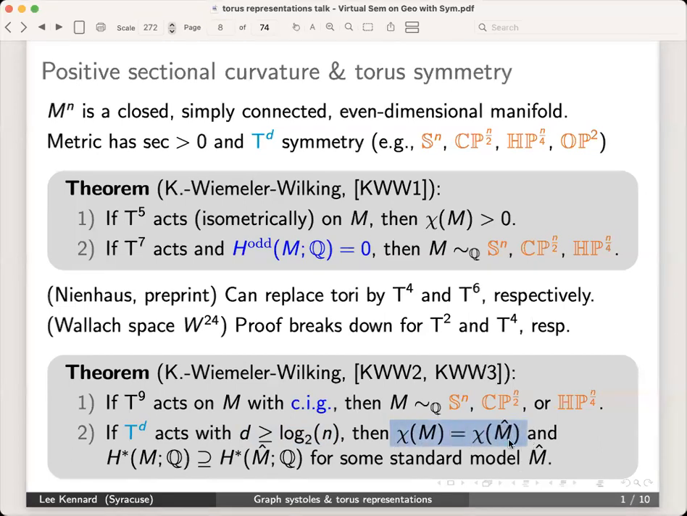In addition to that, though, we get kind of half of a computation. So we don't compute the cohomology ring, but we prove an inclusion. It contains the cohomology of this model. And what that means, for example, in the CP case, is that there's an element in degree 2 cohomology, and when you square and take powers of it, all of those powers are non-trivial. So there's an embedding of the cohomology of CP inside the cohomology of the manifold.